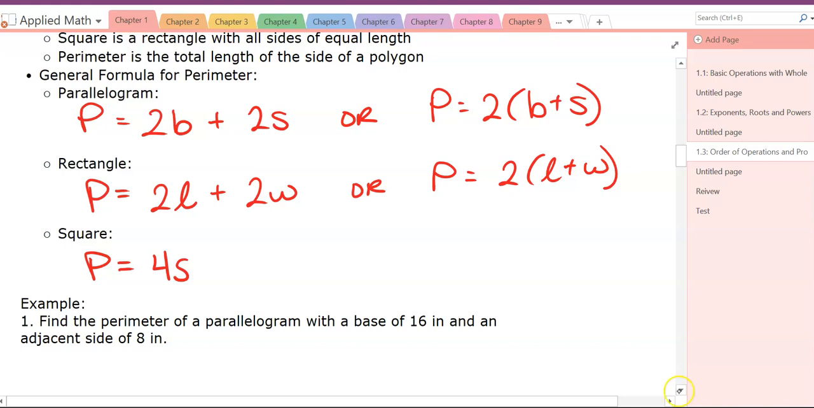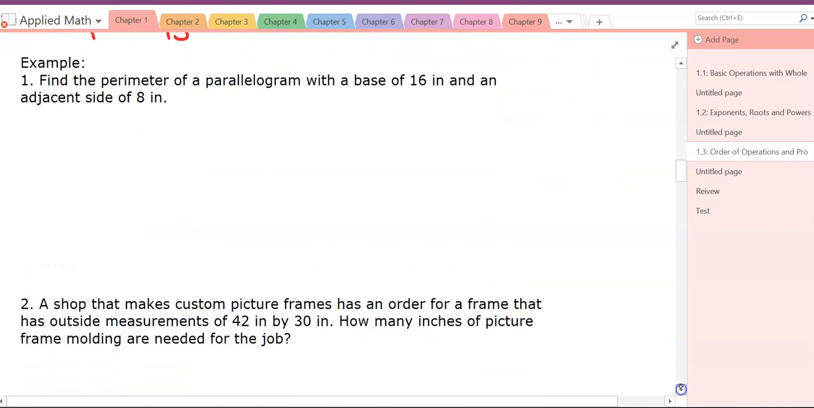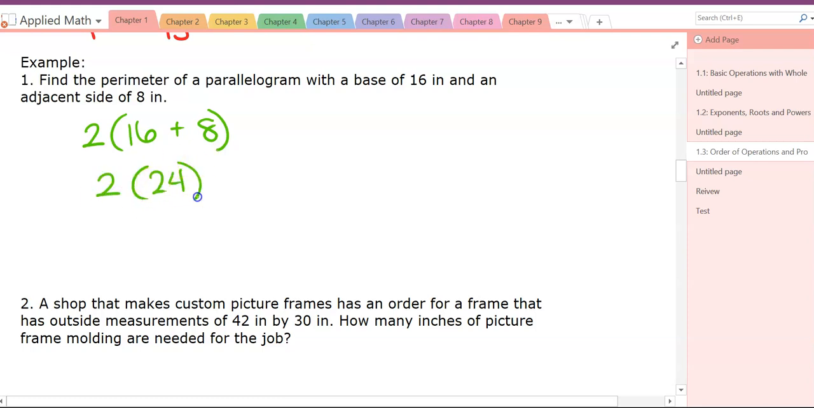So let's do some examples. First one wants us to find the perimeter of a parallelogram that has a base of 16 inches and an adjacent side of 8 inches. So I'm going to take 2 times 16 plus 8, and you could use the other formula if you want, you're going to get the same answer. So this becomes 2 times 24, which ends up being 48 inches. Perimeter is just labeled with the unit that they give you in the problem, nothing fancy.